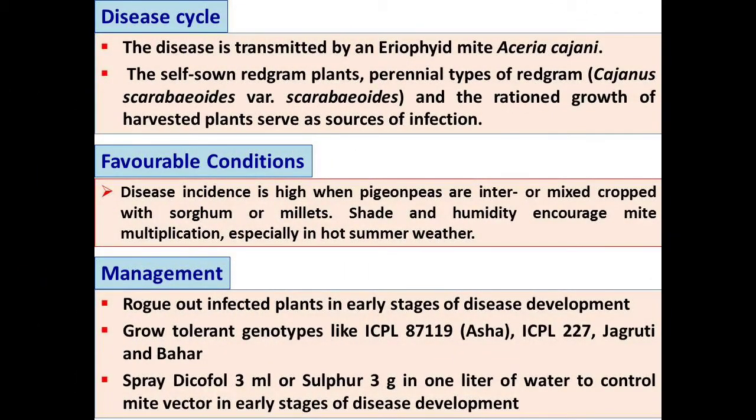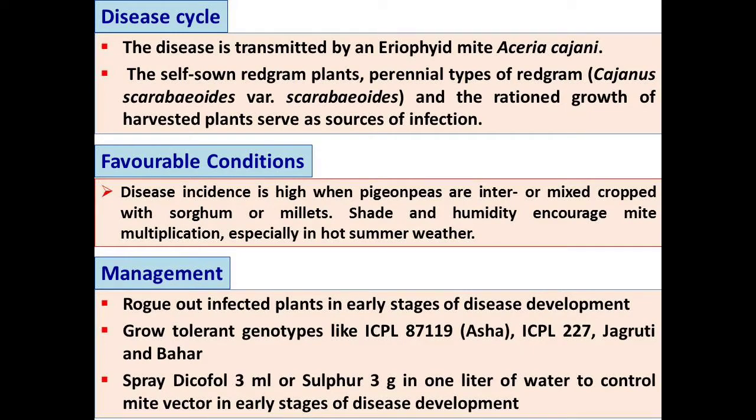This sterility mosaic virus is always transmitted by the eriophyid mite. Its name is Aceria cajani. So, eriophyid mites should be controlled to avoid the transmission of this viral disease. Similarly, self-sown red gram plants, perennial types of red gram like Cajanus cajanifolius, and ratoon growth of harvested plants serve as reservoir hosts for the survival of this pathogen.